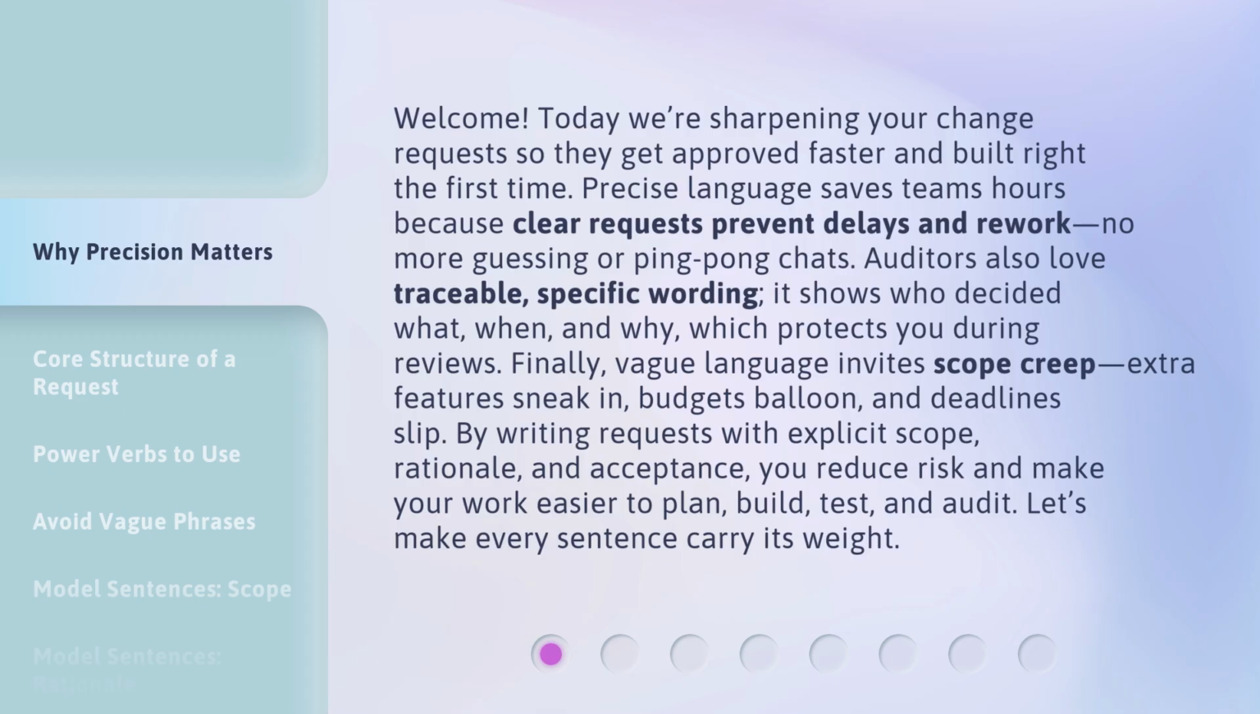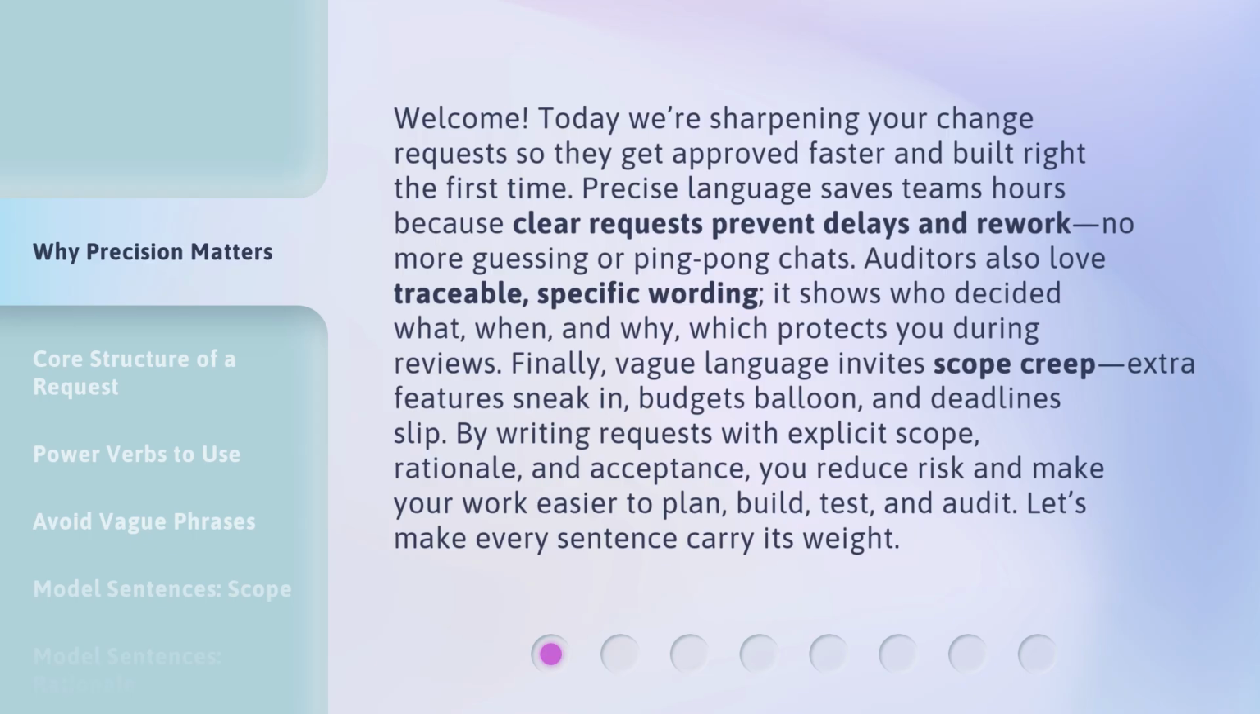Welcome! Today we're sharpening your change requests so they get approved faster and built right the first time. Precise language saves teams hours because clear requests prevent delays and rework. No more guessing or ping-pong chats. Auditors also love traceable, specific wording. It shows who decided what, when, and why, which protects you during reviews.